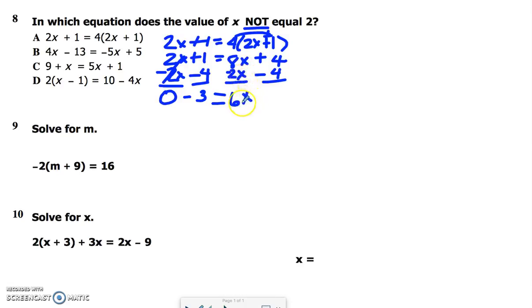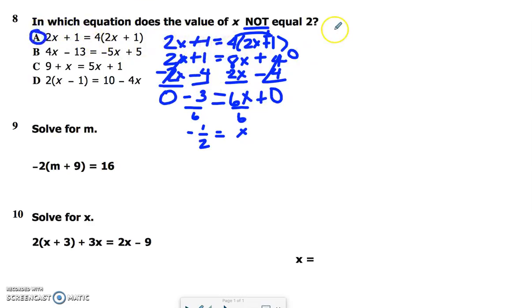8x minus 2x leaves me 6x's. And the 4's here obviously cancel out and make 0. So I have 6x is basically equal to negative 3, or negative 3 equal to 6x. Divide both sides by, who's in the way here? It's the 6, not the negative 3. Divide both sides by 6. And I end up finding out that x actually is equal to negative 1/2, folks. So I don't even have to do a whole lot of work. The equation that does not give me a value of x equaling 2 should be the first one.